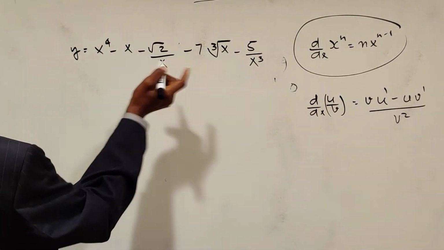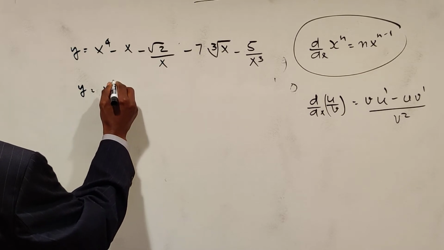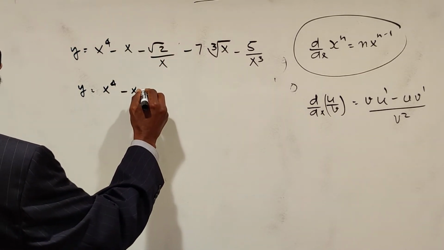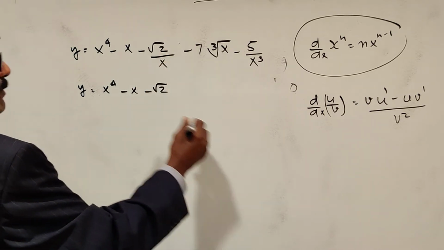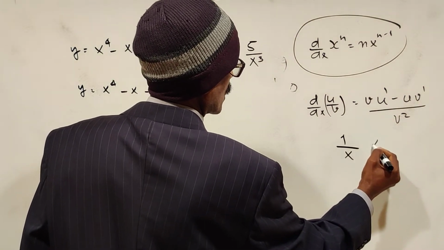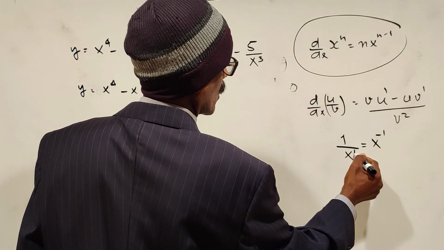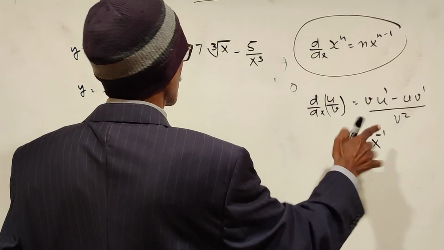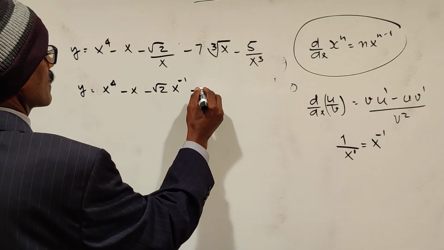Okay, first I am going to rewrite: y equals x to the power 4 minus x minus root 2. Here you need to rewrite 1 by x as x to the power negative 1, because x means x to the power 1, right? When it goes to the numerator, it becomes x to the power negative 1. Minus 7.